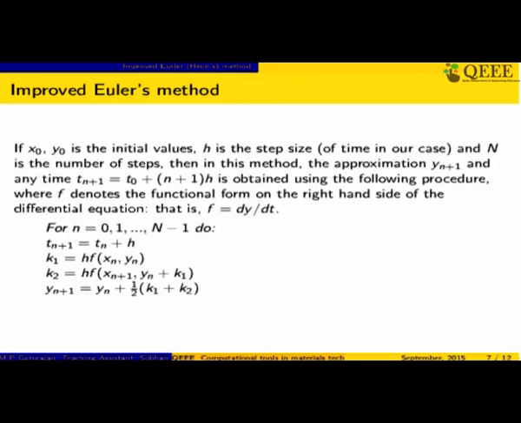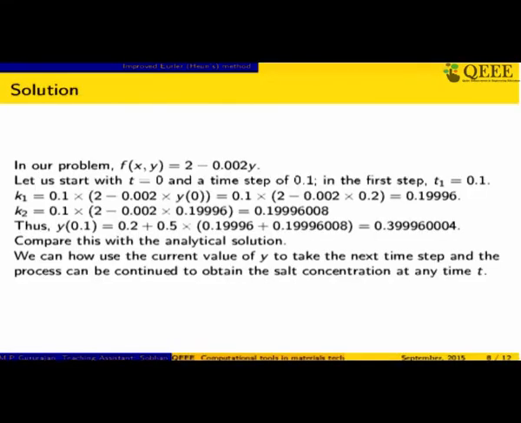What do we do? We take the time step, t n plus 1 is t n plus h, where h is the time step. k1 is h times the function evaluated at xn and yn, k2 is h times the function evaluated at x n plus 1 and yn plus k1, because we have evaluated k1 here, and y n plus 1 is nothing but yn plus half of k1 plus k2. This is the simple algorithm that we use to calculate the solution at any time given this function.